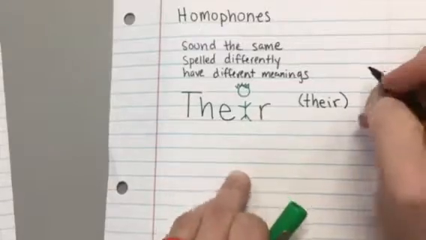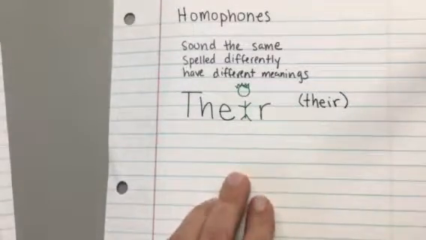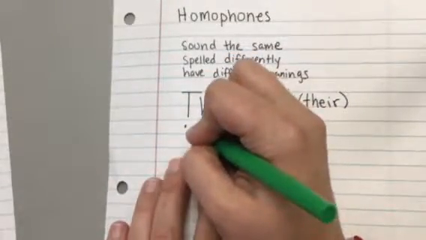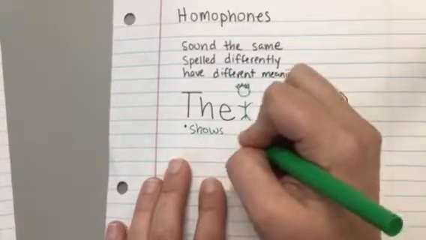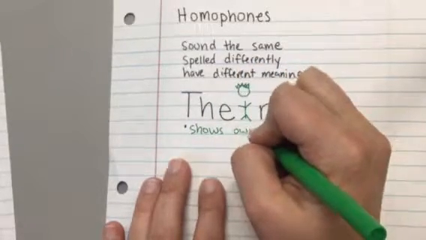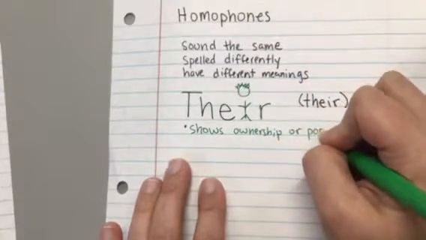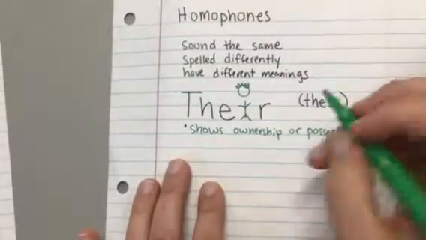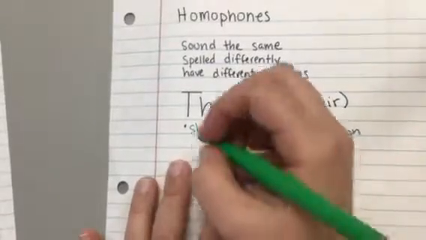So we spell it T-H-E-I-R, their. Now I drew a person here as your I because this one shows the ownership of a group of people. So this form of there shows ownership or possession for a group of people. So that's why we have this little I to help remind you that this deals with people.